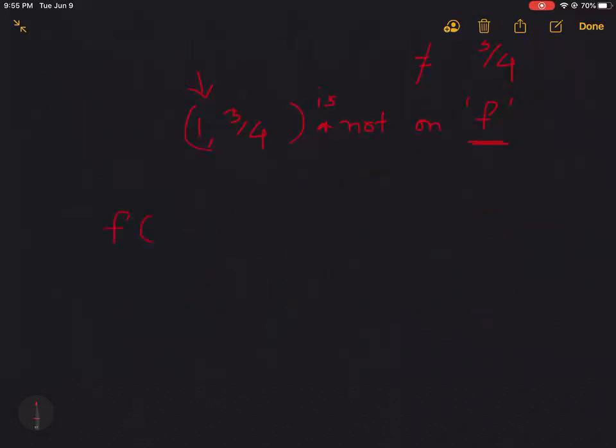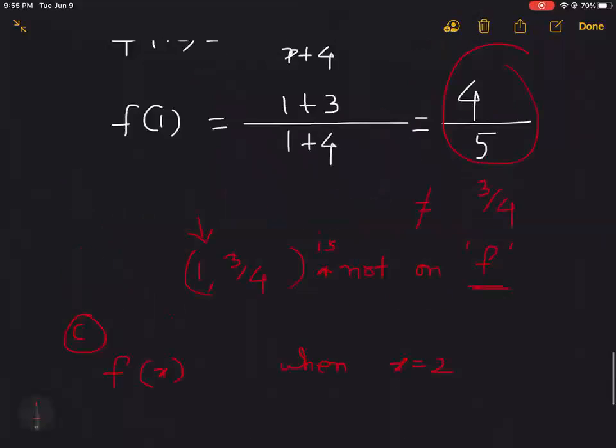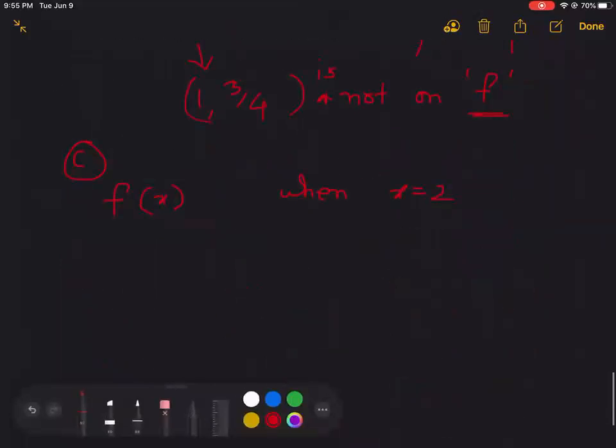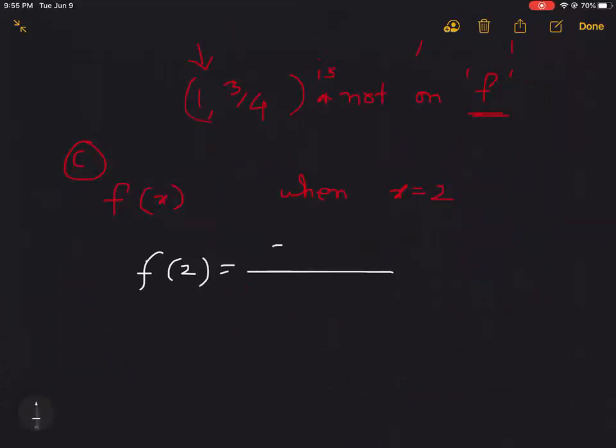What's the functional value, or rather, what's f of x when x is 2? Let's see. We want to check what happens if we plug in 2 in place of our x, right? So f of 2 would be 2 plus 3 over 2 plus 4. I'm just replacing all of my x's by 2, right? Because I'm replacing this x by 2 and this x by 2.